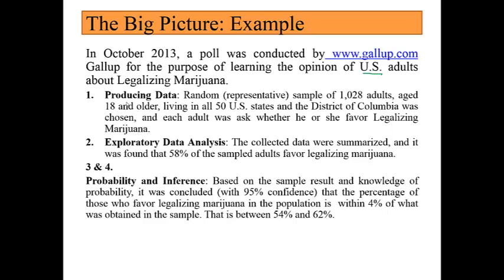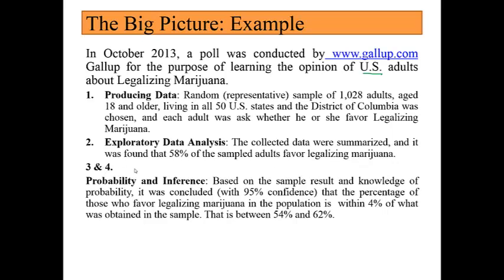What they did for producing data: a random, representative sample of 1,020 adults aged 18 and older living in all 50 US states and the District of Columbia was chosen. Each adult was asked whether he or she favors legalizing marijuana. So they produced data of a representative sample, a sample that truly represents the population in terms of the question at hand. Then they did exploratory data analysis. The collected data was summarized and it was found that 58% of the sample adults favor legalizing marijuana.